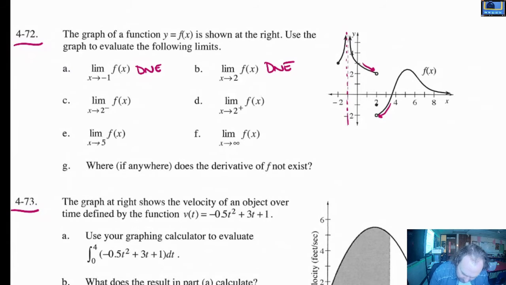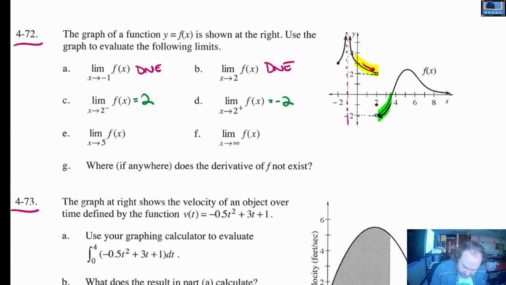The limit as x approaches 2 from the left, though, does totally exist. If you look at just the left side right here, you're approaching a y value of, I believe, 2 right there. So that is equal to positive 2. The limit as x approaches 2 from the right is the same concept, only you're approaching from the right this time. Looks like we're approaching -2 if I have to eyeball that really quick. By the way, it's because those two answers are different that the answer B does not exist.